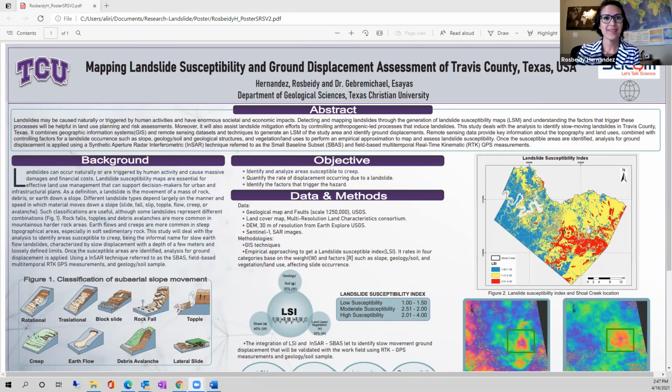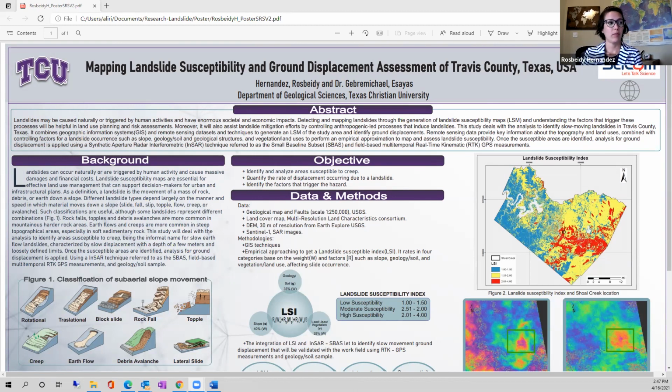Hello, can you hear me? Yes. Okay, you can see my screen? Yes, we can see it. Okay, awesome, thank you. Good afternoon, everyone. Thank you for being here, connecting and listening to my first poster presentation about my research topic, which is mapping landslide susceptibility and ground displacement assessment of Travis County, Texas.